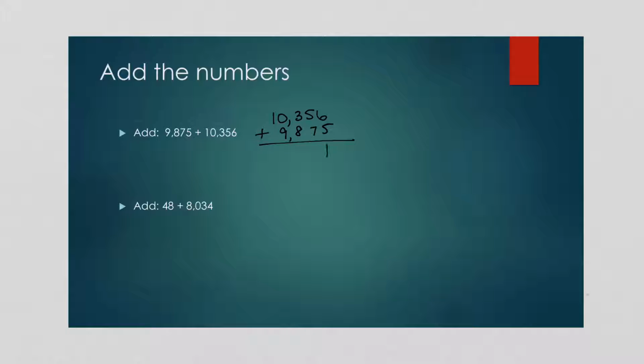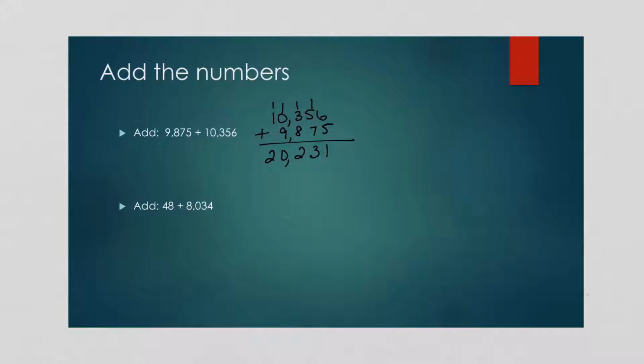6 plus 5 is 11, you have to carry a 1. 1 plus 5 is 6. 6 plus 7 is 13. I've got to carry the 1. 1 plus 3 is 4. 4 plus 8 is 12. Carry the 1. 1 plus 0 plus 9 is 10. Carry the 1. So this becomes 20,231.